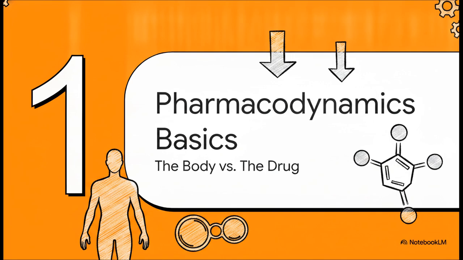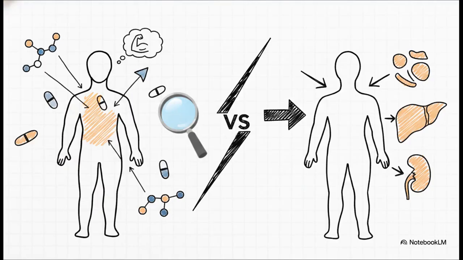All right, kicking things off with Section 1, what is pharmacodynamics, the body versus the drug? So, pharmacodynamics is formally defined as the study of the biochemical and physiologic effects of drugs and their mechanisms of action. But honestly, simply put, it just means what the drug does to the body. Now, we gotta contrast this for a second with its exact opposite, which is pharmacokinetics. And that's what your body does to the drug.